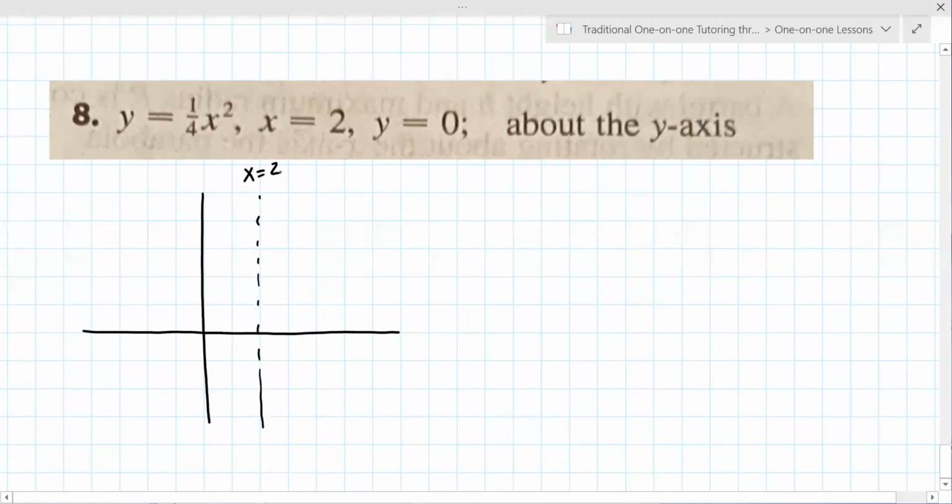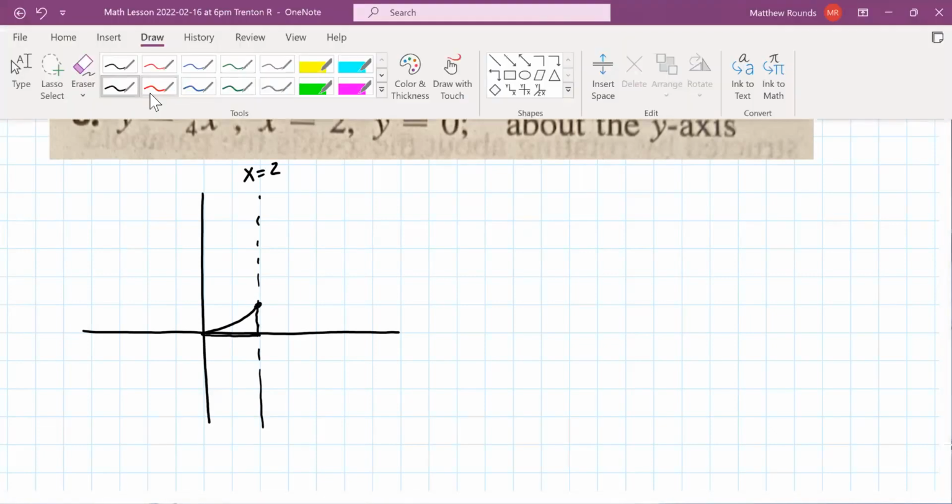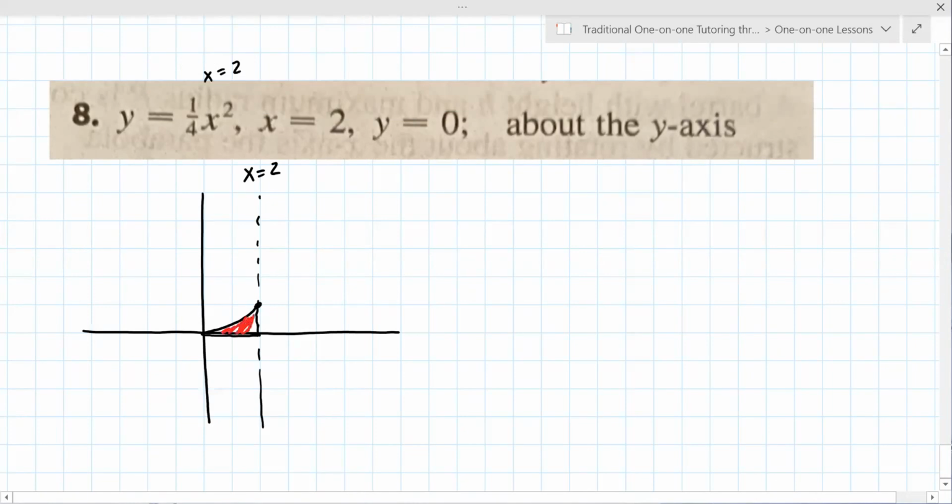So here's x equals 2. And then, it doesn't have to be very perfect, but y equals 1/4 x squared hits somewhere here. So when x is 2, y is 1. So you've got a curve that looks like this, and they want to revolve this region, down to y equals 0, about the y-axis. So this filled in area here about the y-axis.